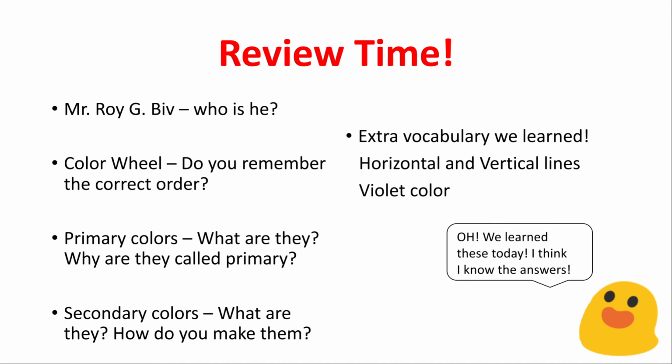Oh, there's also some extra vocabulary words that we learned. We learned about horizontal and vertical lines. Horizontal is the lines that go side to side, and the vertical lines are the lines that go up and down. And the color violet, it's purple, but we're trying to think of the other term for it, and it's violet.